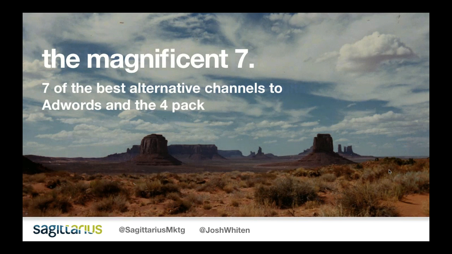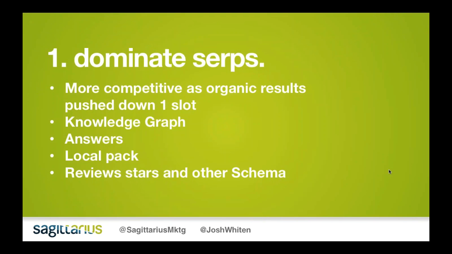And the first strategy really is to dominate the search results page, but not through AdWords. Ordinarily, this would be through organic search, through SEO, and we know that has got more competitive because that whole block of 10 results has been pushed down one. So maybe look around at the knowledge graph. If someone's doing a brand search, what information are they seeing about your brand? Is it accurate and up to date? How can you get that updated?